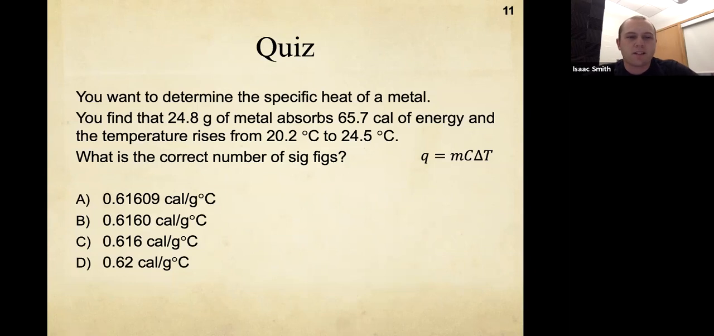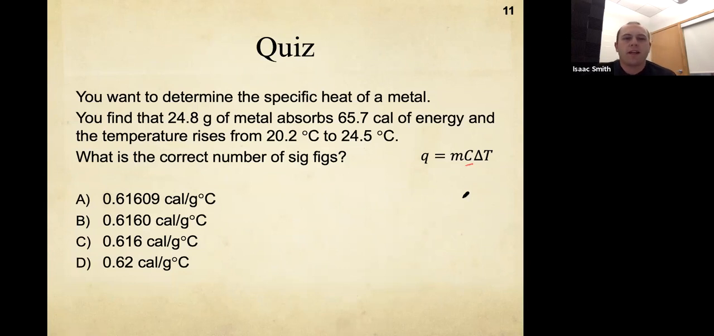All right, another practice question that we're gonna try. So you go ahead and pause the video again and try doing this one. All right, coming back here. So the question says you want to determine the specific heat of a metal. So if we're doing specific heat, right, that means we're going to be solving for C, okay?